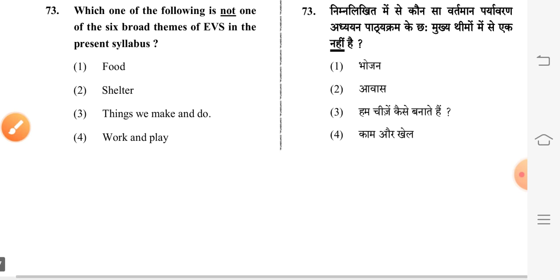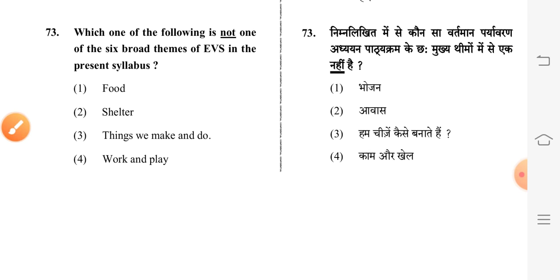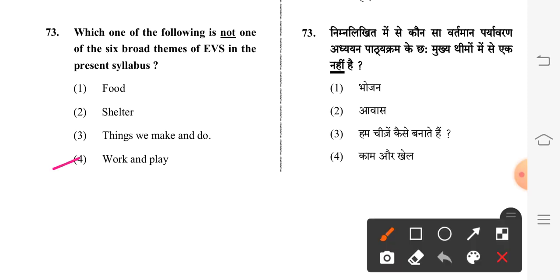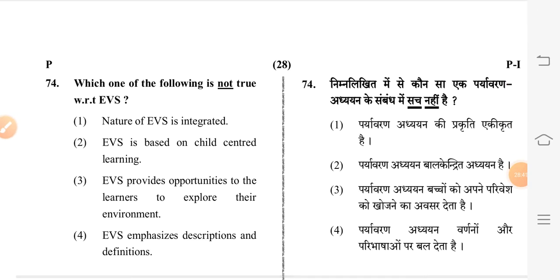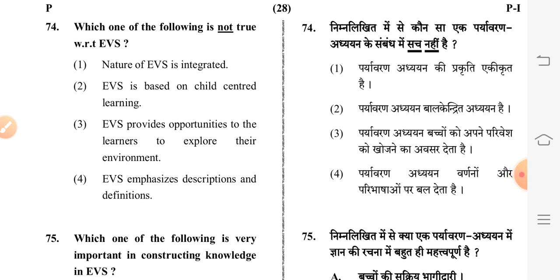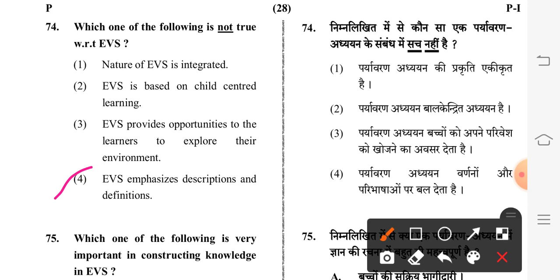Question number 73. Which one of the following is not one of the 6 broad themes of EVS in the present syllabus? Fourth option is correct. Work and play. Next question number 74. Which one of the following is not true with respect to EVS? Fourth option is correct. EVS emphasizes descriptions and definitions.